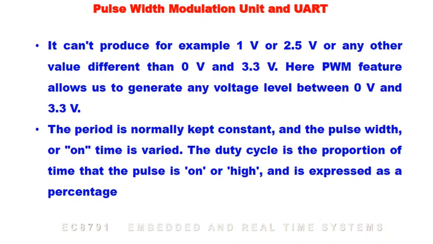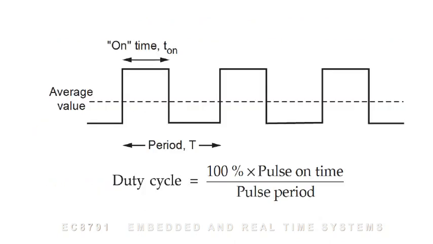The period is normally kept constant and the pulse width or on time is varied. The duty cycle is the proportion of time that the pulse is on or high and is expressed as a percentage. The higher point is the on time and the lower point is the off time. It is 100% times pulse on time divided by pulse period. That is the duty cycle.